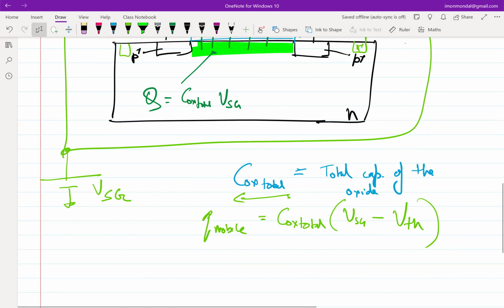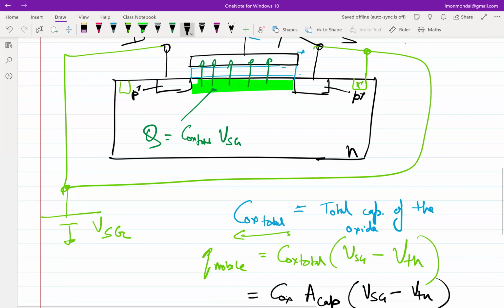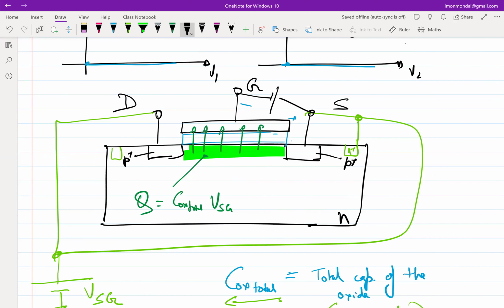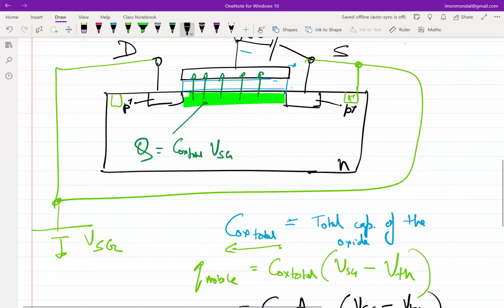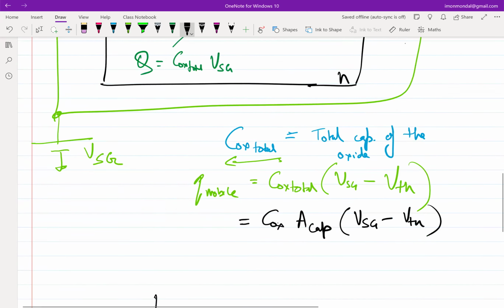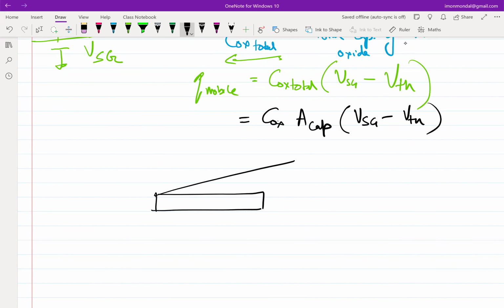So normally that's why we define this as Cox times the area of the cap times VSG minus threshold voltage. Now, if I have to figure out the area of the cap, I cannot figure it out from this diagram, right? I have to look at the top view, correct? So if I have to extend this structure, I have to redraw it like this.